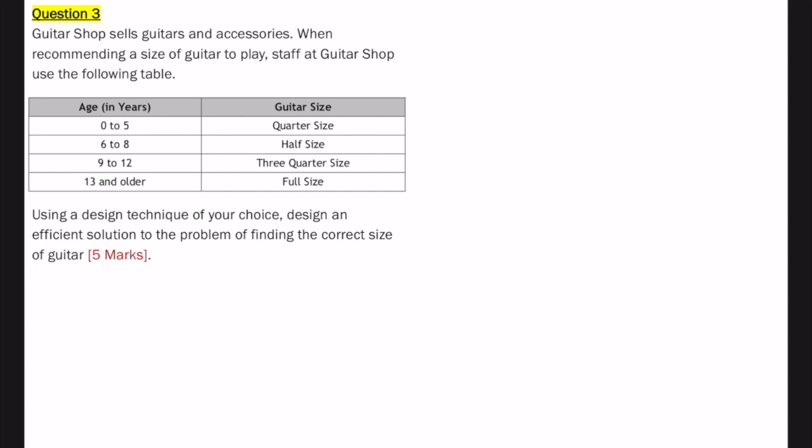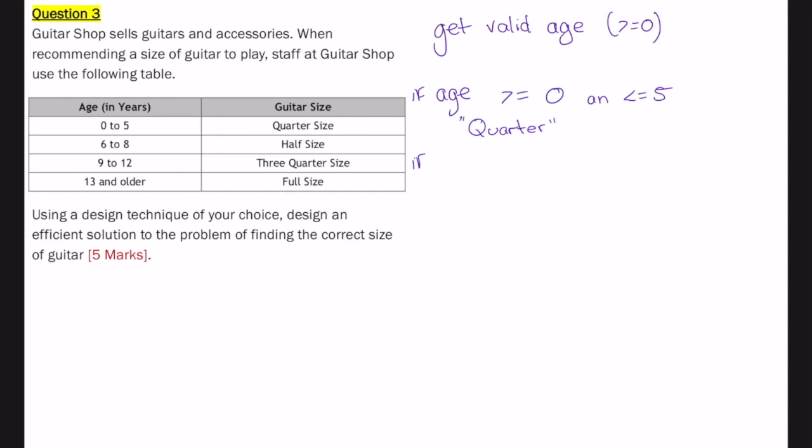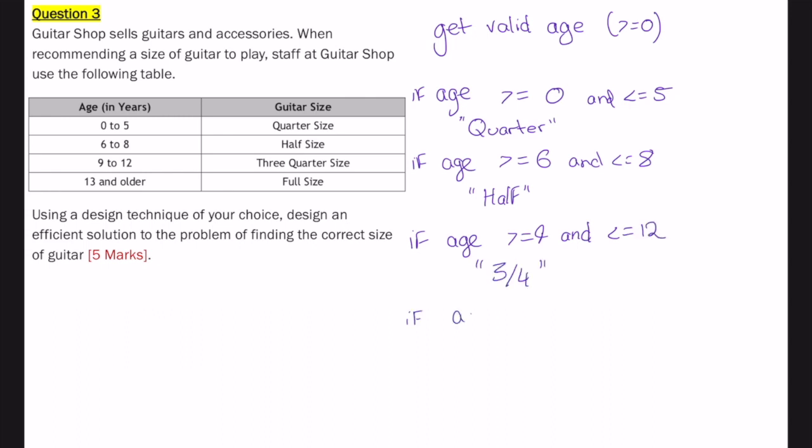To solve this problem, our program is going to make a number of decisions. Before we get started, we're going to assume that the age has already been collected from the user and it is valid, meaning that it is greater than or equal to 0. So, if the age is greater than or equal to 0 and less than or equal to 5, the size of the guitar is going to be quarter. If the age is greater than or equal to 6 and less than or equal to 8, then it's going to be half. If the age is greater than or equal to 9 and less than or equal to 12, it is going to be 3/4. And if the age is greater than or equal to 13, then it's going to be full size.